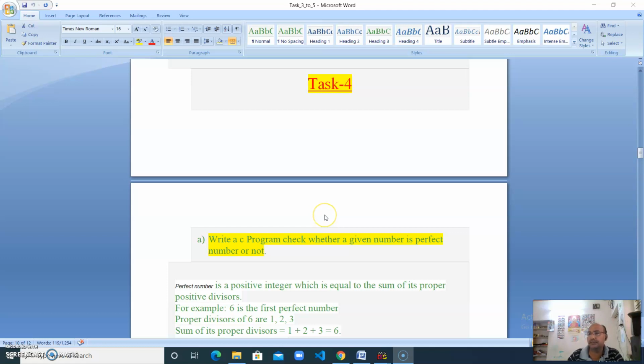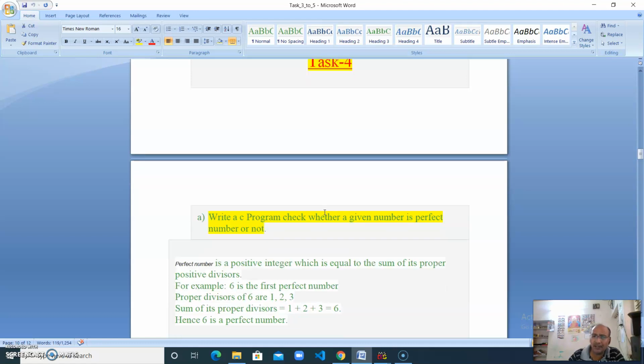In this lecture, I'm discussing task 4. In task 4, the first question, A question: write a C program to check whether the given number is a perfect number or not. What exactly is a perfect number?